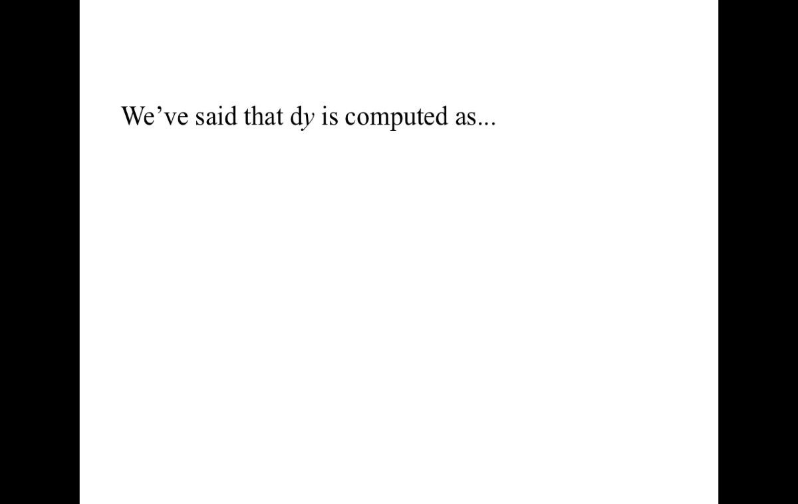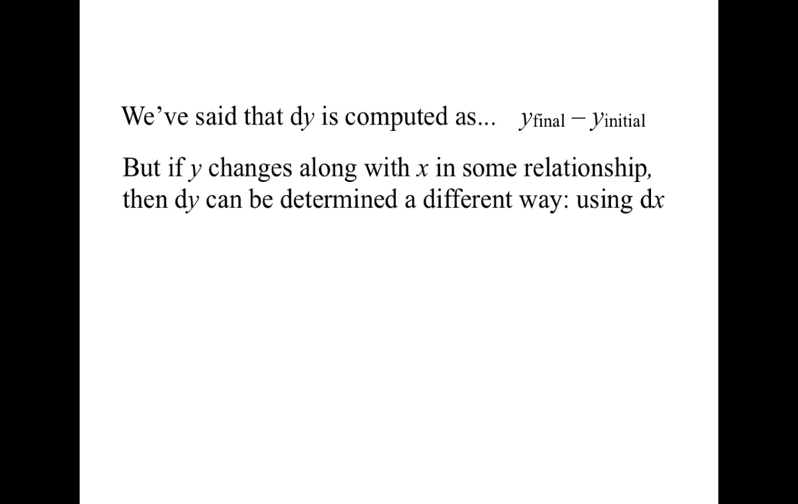So we said dy was computed as y final minus y initial. I'm changing the letter, but it doesn't matter. But if y changes along with x in some relationship, dy can be determined a different way using dx. So here's a different way, other than final value of the quantity minus initial value, that we can do dy from dx. What is that other way? Anyone know? How can you calculate one change from another, through what principle?